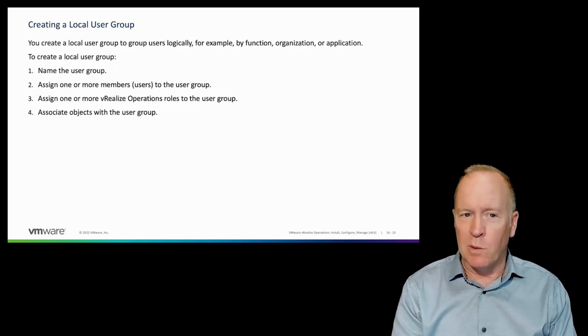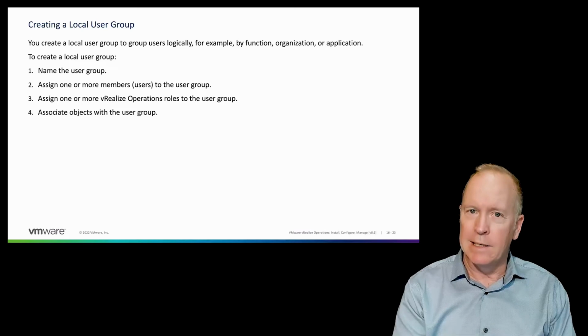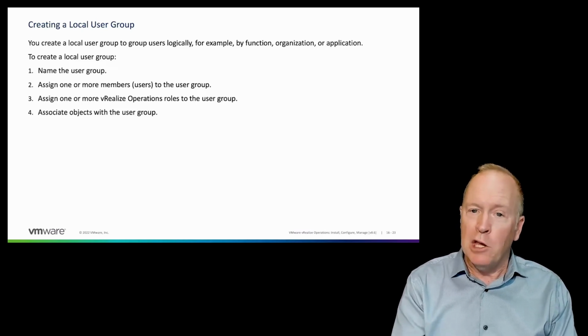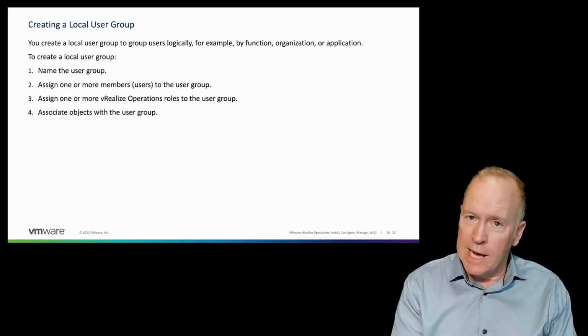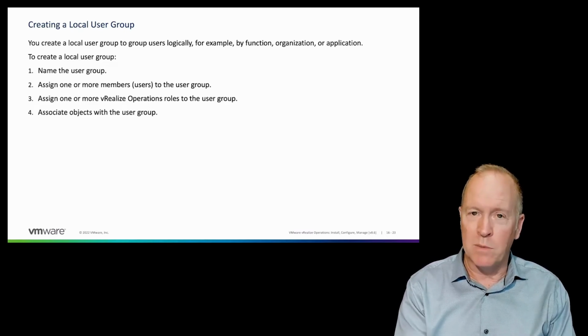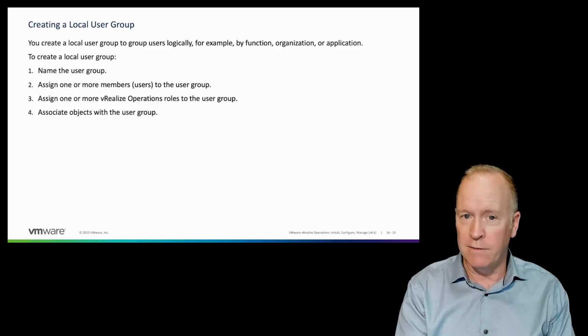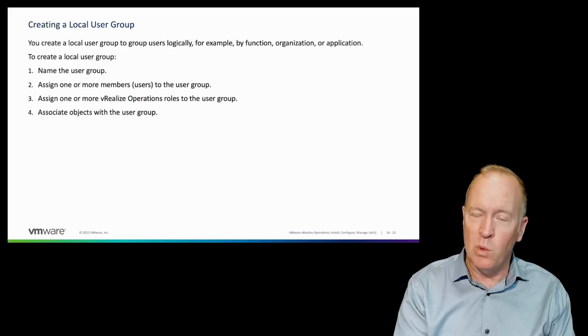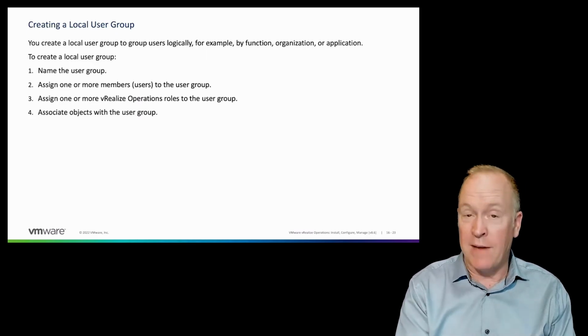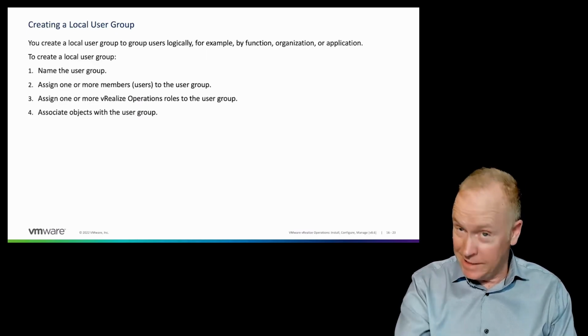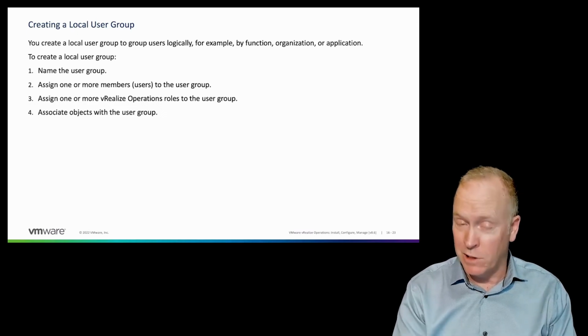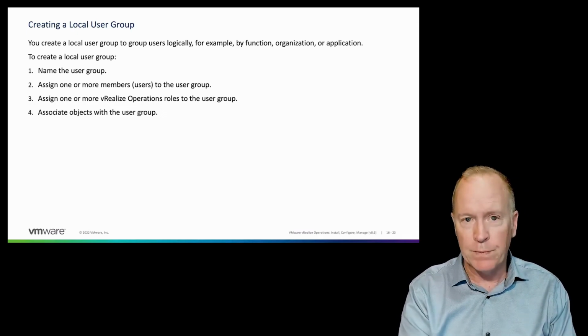So when you create a local group, you are going to assign it a name, just like you did with a local user. You have to assign the group a name. You will assign the users that you want to be a member of this group, and then you will assign what role or roles you want the group to have, and additionally, what objects you want users in this group to have access to. Again, if that sounds similar to what we did when adding a local user, you're right. It is very similar.